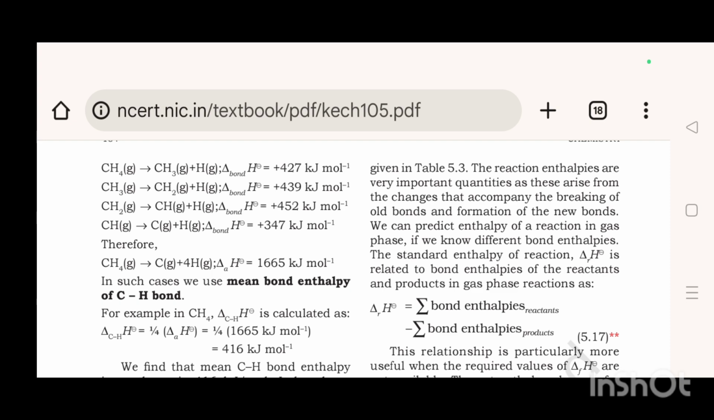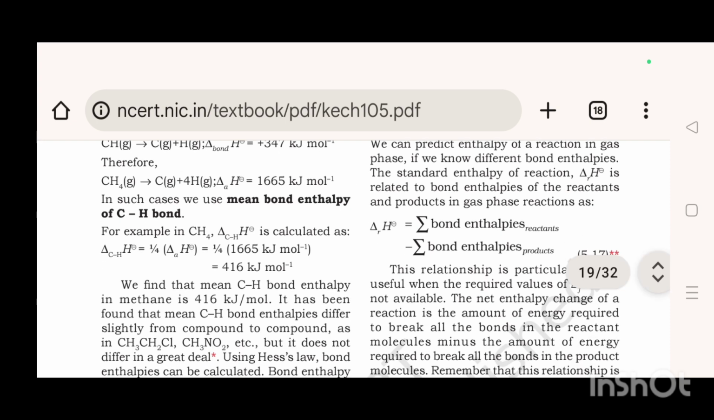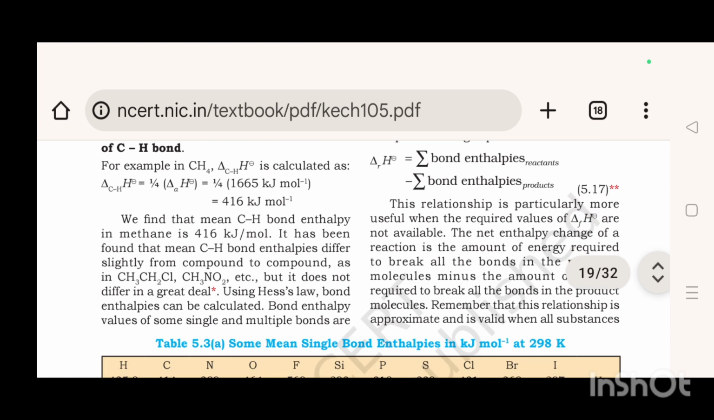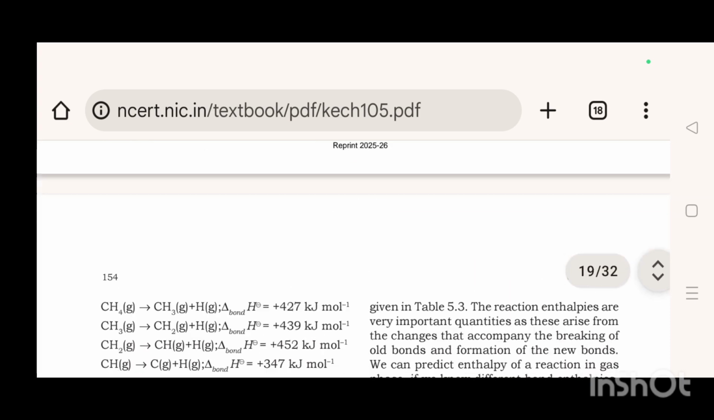In such a case, we use the mean bond enthalpy of the CH bond. We find that the mean CH bond enthalpy in methane is 416 kilojoule mole inverse. It has been found that the mean CH bond enthalpy differs slightly from compound to compound, as in CH3Cl, CH3Br, and so on, but it does not differ a great deal. Using Hess's law, bond enthalpy can be calculated. Bond enthalpies for some single and multiple bonds are given in the table.